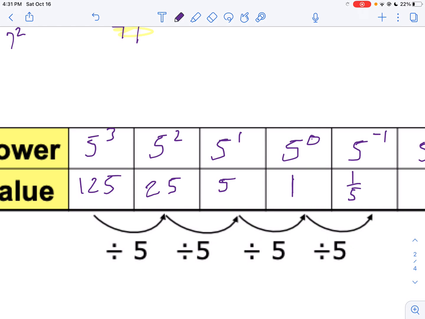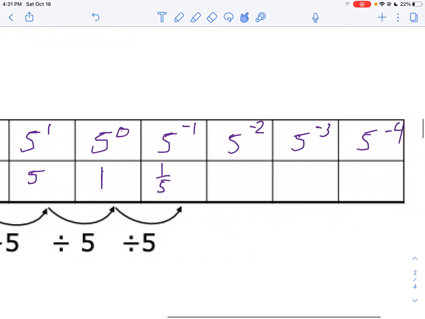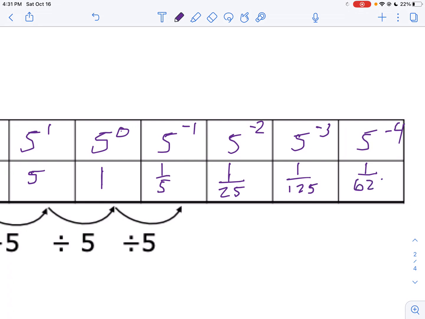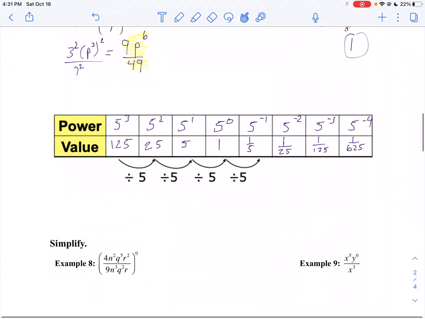I take 1/5 divided by 5. I'm going to divide that by 5 again, so I get 1 over 25. I take 1/25 divided by 5, I get 1 over 125. I divide by 5 again, I get 1 over 625. So the pattern here is this. 2 things we need to notice.